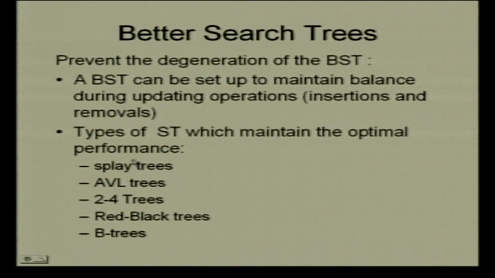And you can use the binary search tree, and in order to avoid degeneration you can have balanced conditions. That we will see later. The types of search trees which maintain the optimal balance are splay trees, AVL trees, 2-4 trees, red black trees and B trees. We are not going to go into all these details; we will take one of these and discuss it later. All these trees are some type of balanced trees. Depending on what they define as balance, the type of tree varies.